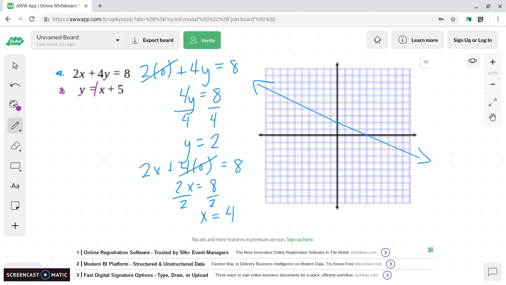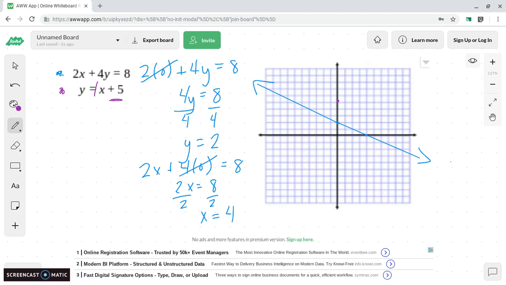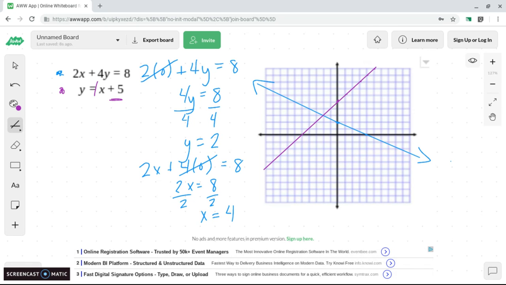And so we're going to begin with our b value, and our b value is a positive 5. So we're going to put a point at positive 5 on our y-axis. And then our slope is a positive 1. So we're going to rise 1 and go to the right 1. And we can do that a few times. And it just kind of goes up there. And we can connect our dots and go through the entire graph.